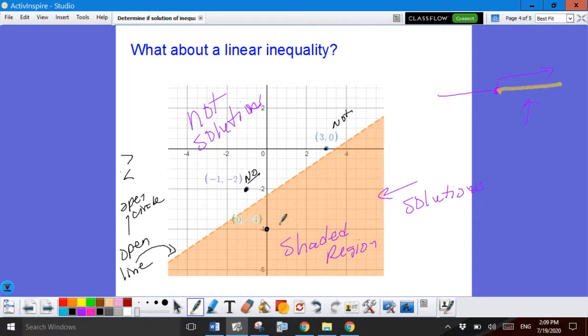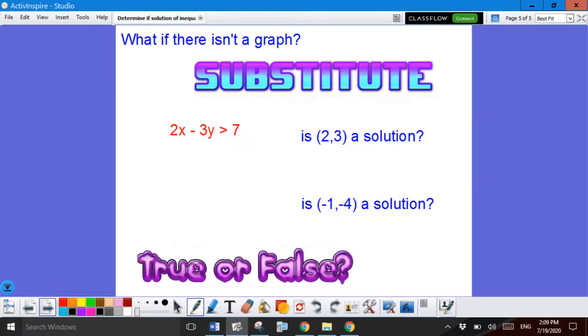But this point is a solution because it's in the shaded region. Now, if I am on the line, unfortunately, this one is not a solution, because it is an open line. So shaded region are solutions. So anything down here, that's a solution. This is a solution. This is a solution. But if it's an open line, a dashed line like this, it's not a solution. That is the same as being in the non-shaded region.